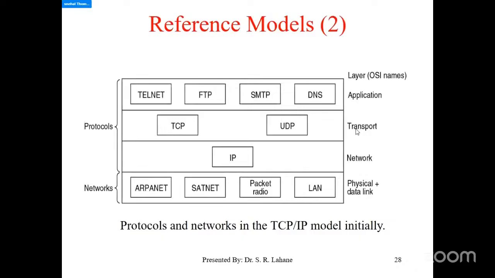These are the protocols residing in the TCP/IP model, or 4-layer model. At the physical layer, they are using different networks at the bottom layer: ARPANET, the Advanced Research Projects Agency Network, then satellite network, packet radio network, and local area network, or beyond that, wide area network or metropolitan area network. At the network layer, the IP protocol is used. At the transport layer, when we are using a connection-oriented network, the TCP protocol will work. When we are using a connectionless network, the UDP protocol will work. At the application layer, the Telnet, FTP, SMTP, and DNS protocols will work for this 4-layer model.